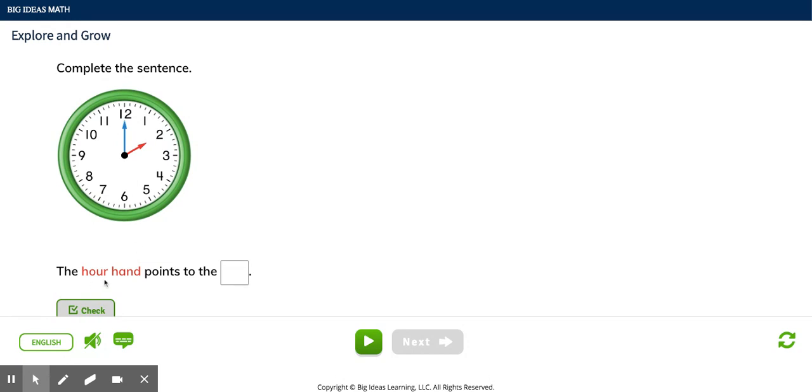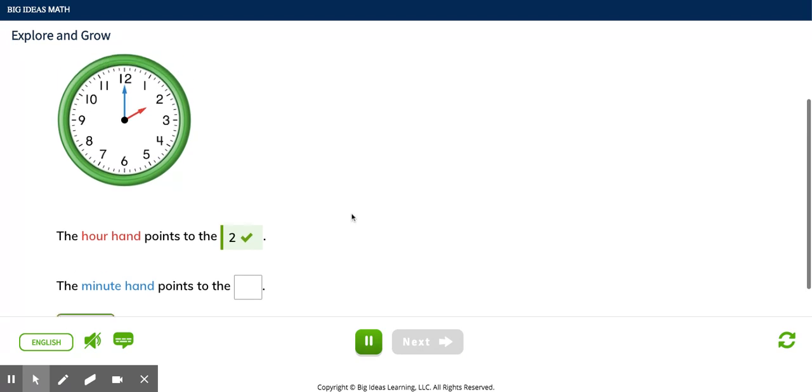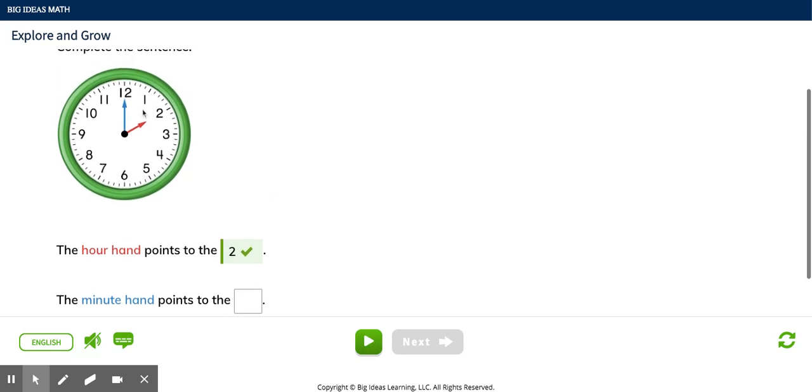All right, so it says complete the sentence. The hour hand points to the what? All right, so we're going to look at this clock, and remember, we just said that this is the hour hand. So what number is the hour hand pointing to? All right, if you said 2, you are correct. So we're going to type in 2 right here, and we're going to check and see if we're right. Ta-da! We are right.